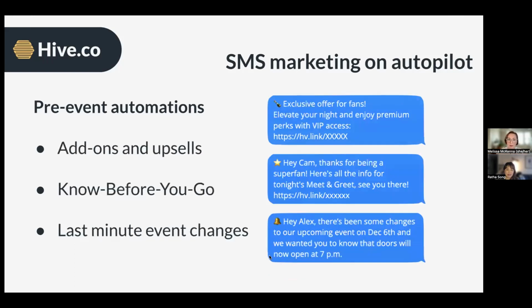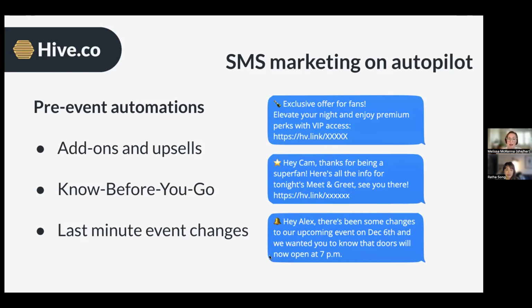The next types of campaigns that you could set up automations for would be add-ons and upsells. Even after somebody has already purchased a ticket, there could be other opportunities afterward to upsell them to some sort of add-on that you may have. That could be things like VIP access, backstage, early access, perhaps drink or food tickets and things like that.